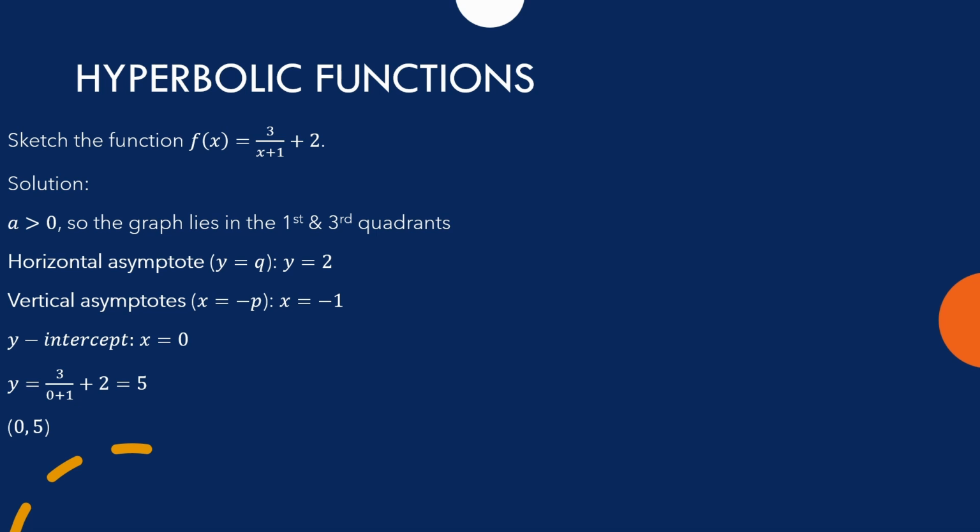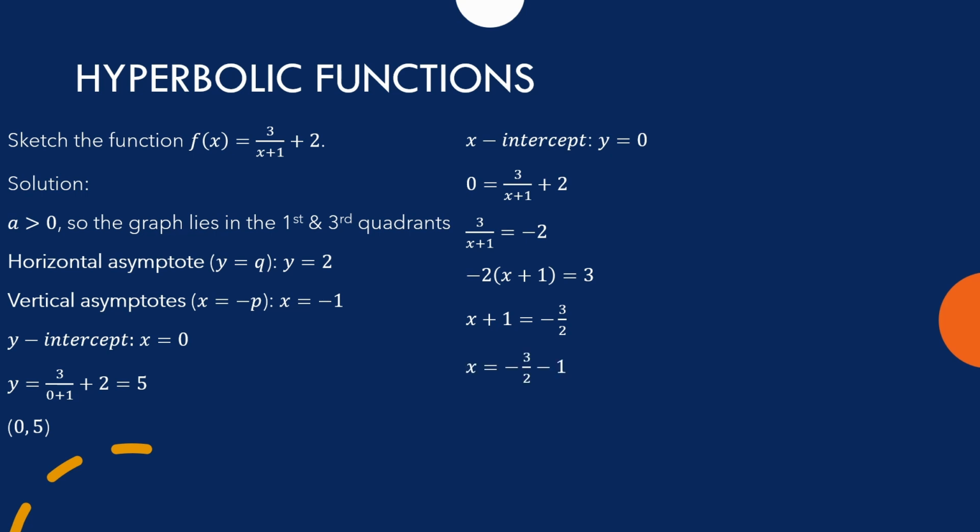And next I'm going to find my x-intercept by letting y equal 0, and doing that I will have 0 equals 3 over x plus 1, plus 2. Solving for x, I will have 3 over x plus 1 equals negative 2. Cross multiplying, I will have negative 2 multiplied by x plus 1 equals 3. Solving for x, I will have x plus 1 equals negative 3 over 2, and hence x equals negative 3 over 2 minus 1. That will give me an x value of negative 5 over 2. And hence my x-intercept will be given by the coordinate (negative 5 over 2, 0).